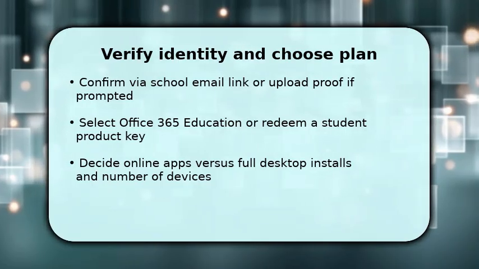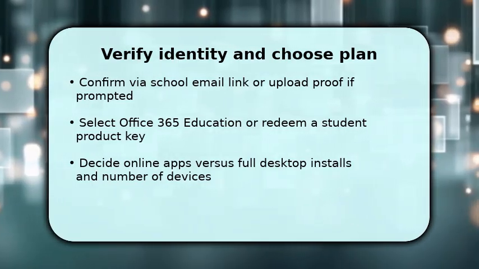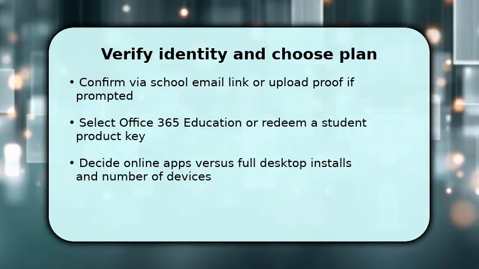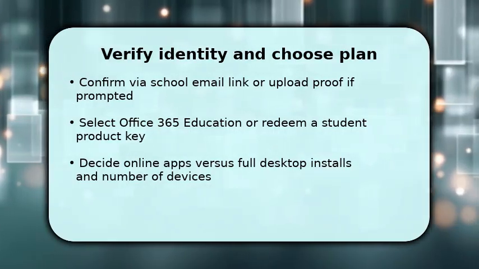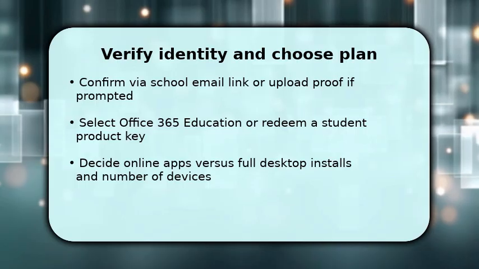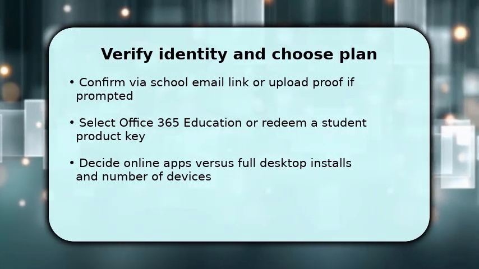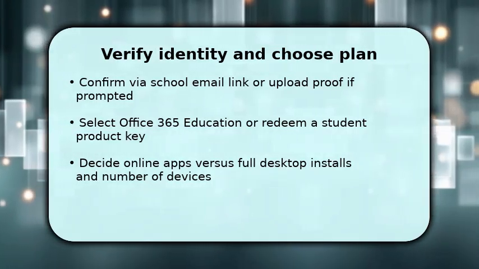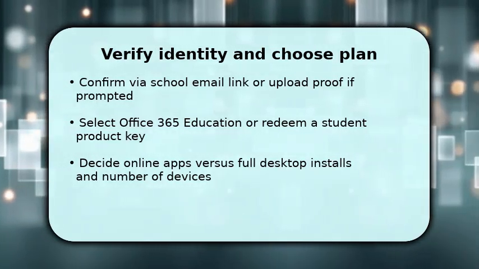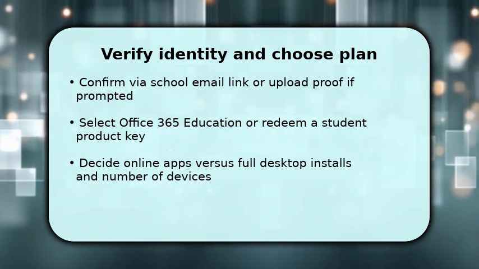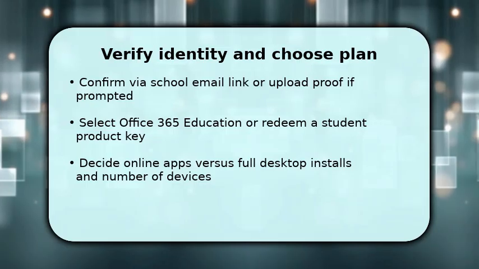Choose Office 365 Education for cloud apps and desktop installs, or redeem a product key if your school provided one. Make sure to select the correct install type for your device, Windows or Mac, and note how many devices are allowed. After choosing, accept licensing terms so installation and activation details appear on your account page.